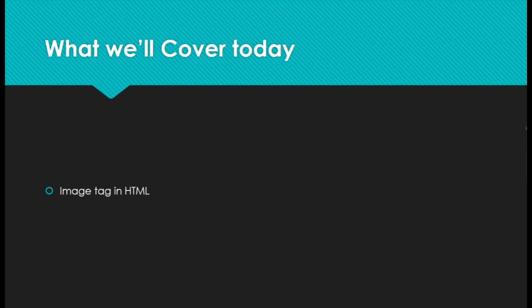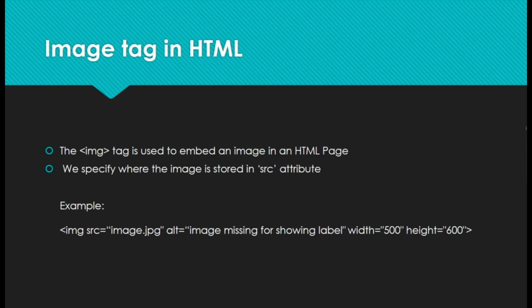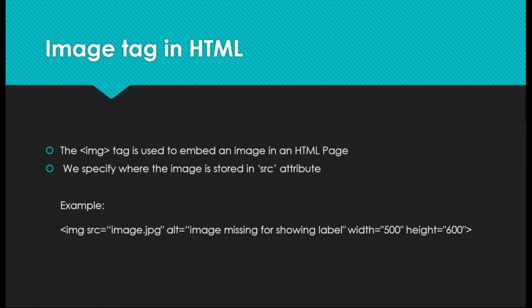So what we are going to cover today is image tags in HTML. The image tag is used to embed an image in the HTML page using the source attribute. We have discussed attributes in the previous video. I will give the link in the description, and you can see the link at the top of the video. Here is an example of an image tag, where you can see image.jpg.